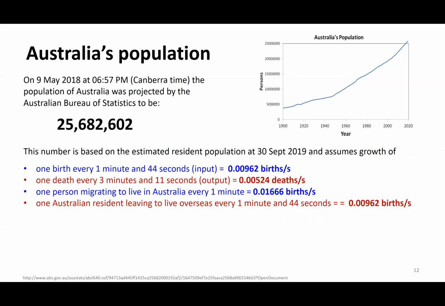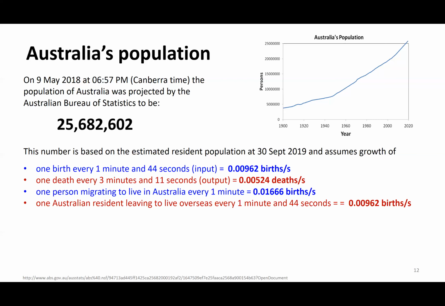We also have 1 person migrating to live in Australia every minute, and that is about 0.01666 people per second on average. And we have, on average, also 1 Australian resident leaving to live overseas every 1 minute and 44 seconds. You'll see that I've got the units wrong there. These should be people per second. So here we have 0.00962 people per second migrating out of Australia.